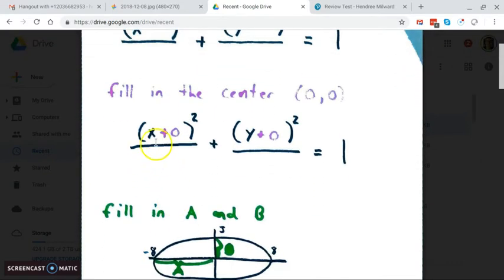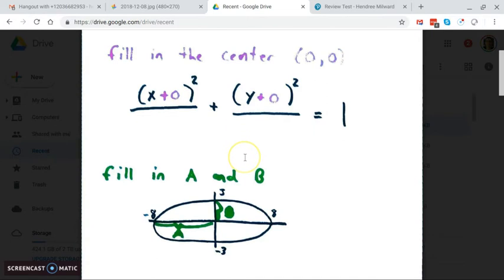And you'll see that in x plus 0, that's just going to be x. That'll go away later when I simplify, but just so I'm clear to myself that I considered that. The next thing is to get these A and B down here.